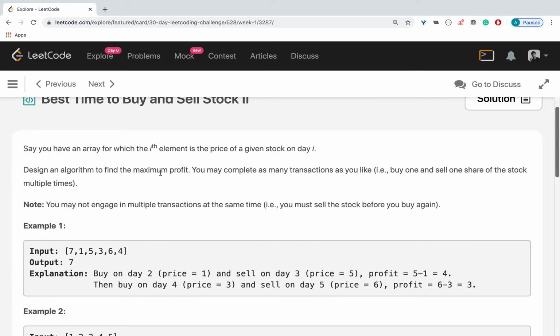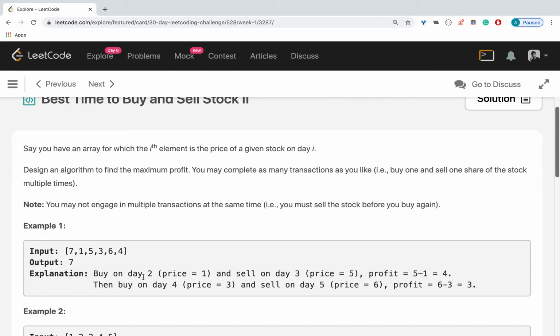So what is the maximum profit? You can buy on any day and you can sell on any other day. For example, if I buy on day 2 at the cost of 1 rupee, I can sell on the third day at the cost of 5 rupees. So I will have a profit of 4 rupees.